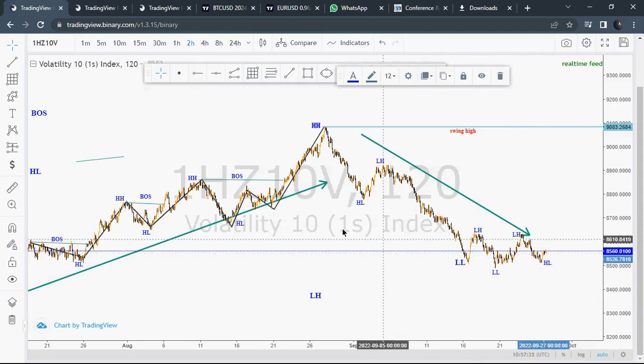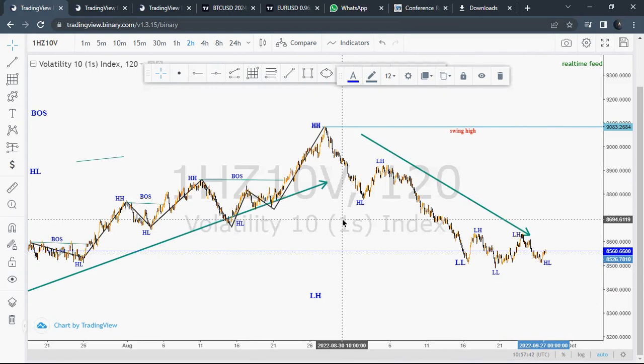So when you're able to identify the market structure, you're able to tell if the market is in a downtrend or an uptrend. It will inform you as to where you should be looking out to take your trade and if you should be looking to buy or sell.